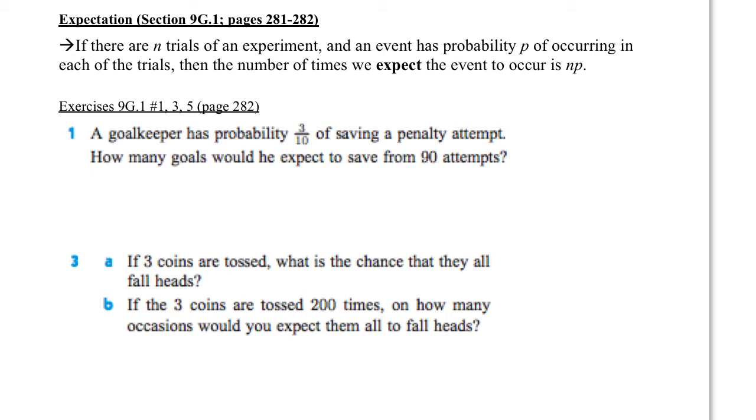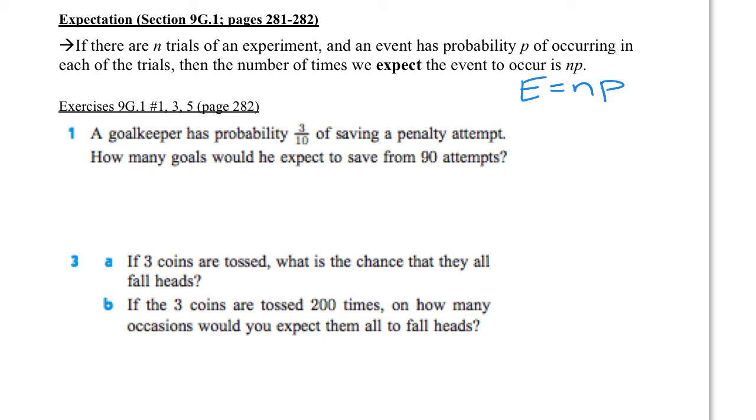So to begin, first scenario is if we have n trials in an experiment and the event has probability p of occurring in each trial, then the number of times we expect the event to occur is n multiplied by p. So if we just use E for expectation, we have our first equation: E equals np.